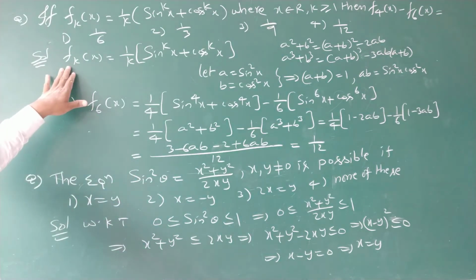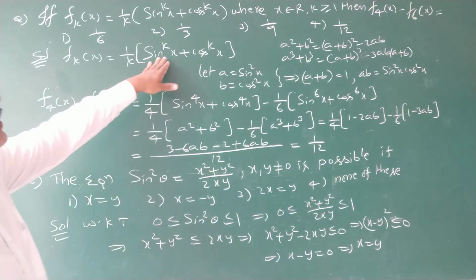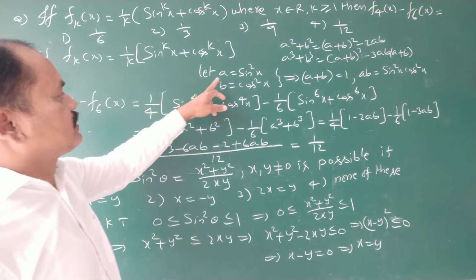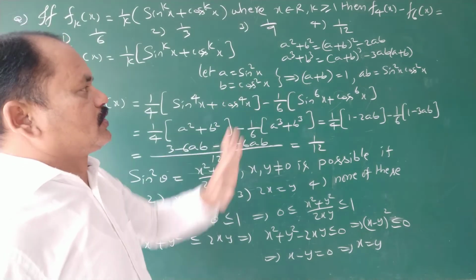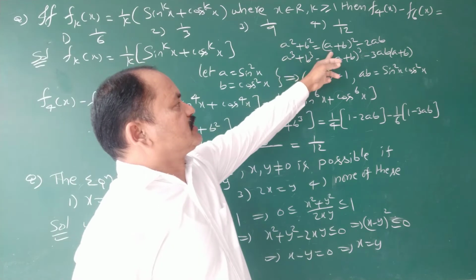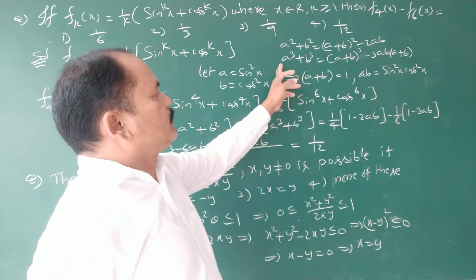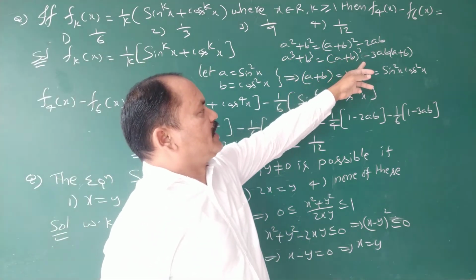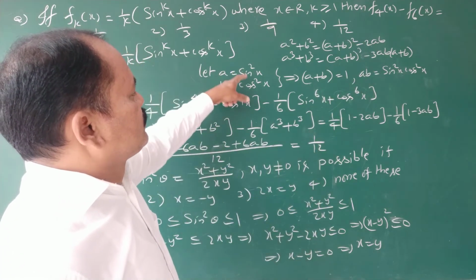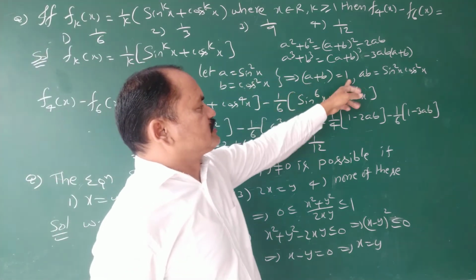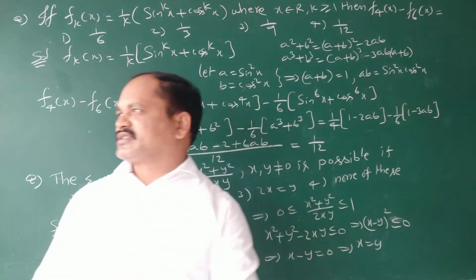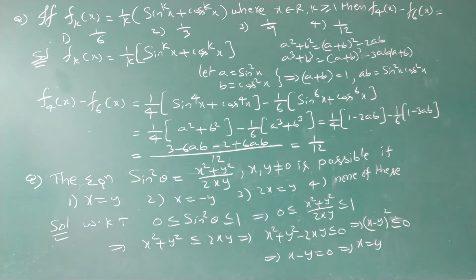Now observe, f_k of x is equal to 1 by k times of sin power kx plus cos power kx. Actually, suppose a is equal to sin square x, b is equal to cos square x. Now we know the formula, a square plus b square is nothing but a plus b whole square minus 2ab, and a cube plus b cube is nothing but a plus b whole cube minus 3ab into a plus b. Suppose a plus b, what is a plus b? Sin square x plus cos square x, 1. A plus b is 1. What is ab? Product of these two, sin square x into cos square x.